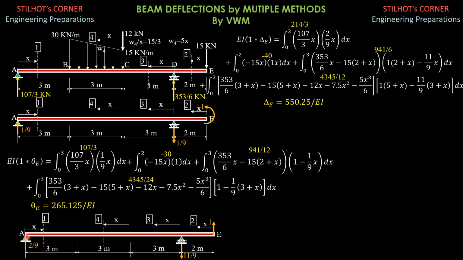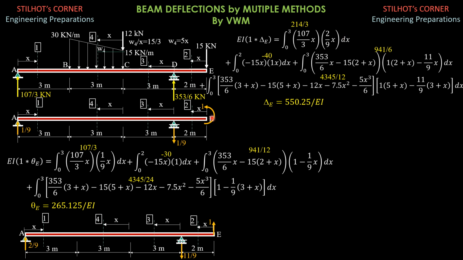Then compute for this reaction, Ay times 9 equals 1 times 2. So that's why this is 2 over 9. Then downward reaction here times 9, moment about A, equals 1 times 11. So therefore, 1 times 11 divided by 9, 11 over 9 downward. So for EI, 1 times delta E, copy the moment in section AB due to the actual loads. Then the moment at the section due to unit load is 2 over 9 times x.